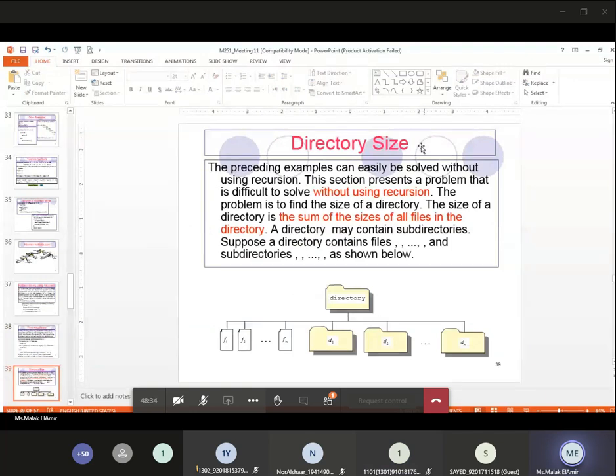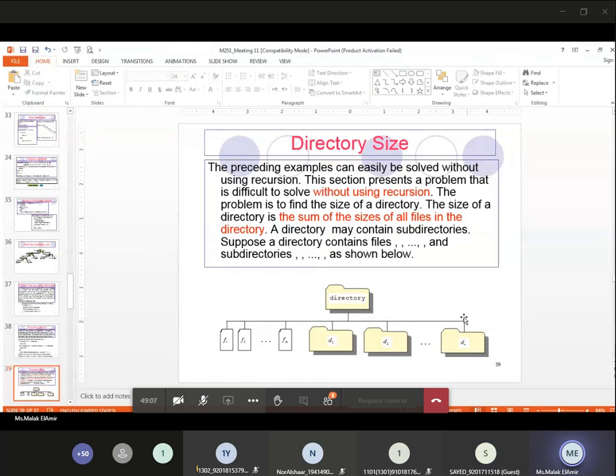Directory size. In Arabic, I want to know the size of my directory, my folder. The folder contains files and subfolders, and the subfolders contain other subfolders. So what do I have to do? The preceding example can easily be solved without using recursion. This section presents a problem that is so difficult to solve without recursion, because I have to go one by one, ask about its size and calculate it.